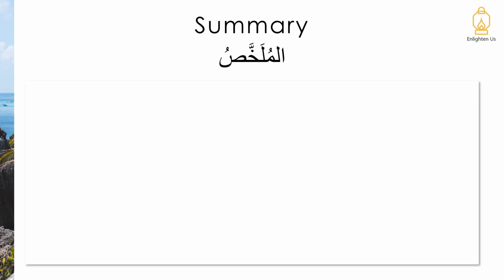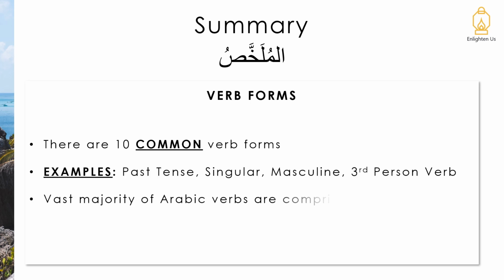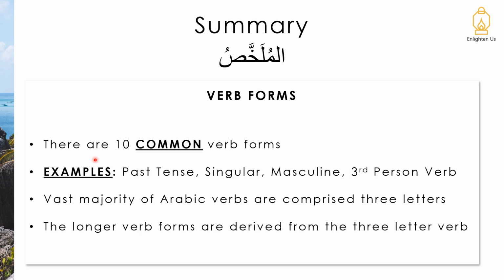Right, we have come to the end of our lesson, so let's summarise everything that we've learned. So firstly, we've been looking at verb forms. We said that there are 10 common verb forms, in that these are not the only verb forms, these are just the most common ones. In terms of the examples that we've been looking at, if you haven't noticed already, which I'm sure most of you have, we've been using the past tense, singular, masculine, third person version of the verb. We said that the vast majority of Arabic verbs are comprised of 3 letters, and then the longer verb forms that we've seen are then derived from those 3 letters.